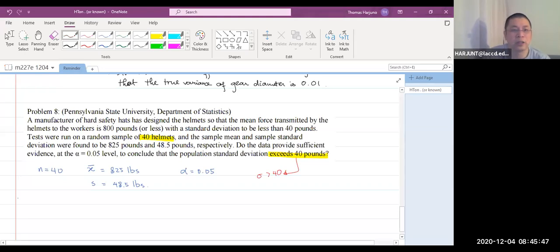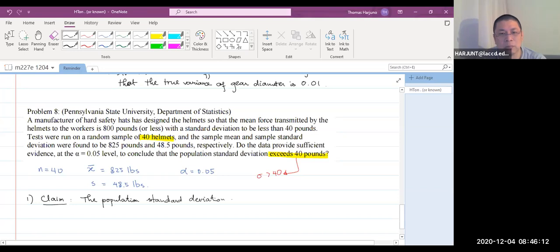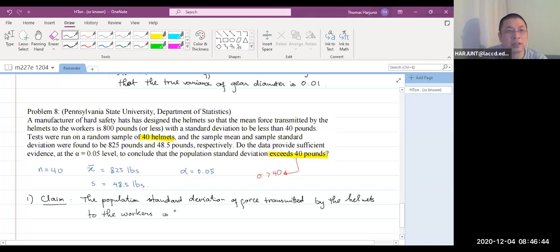Okay, then let's do the claim. The claim, the population standard deviation of force transmitted by the helmets to the workers is actually exceeds 40 pounds.